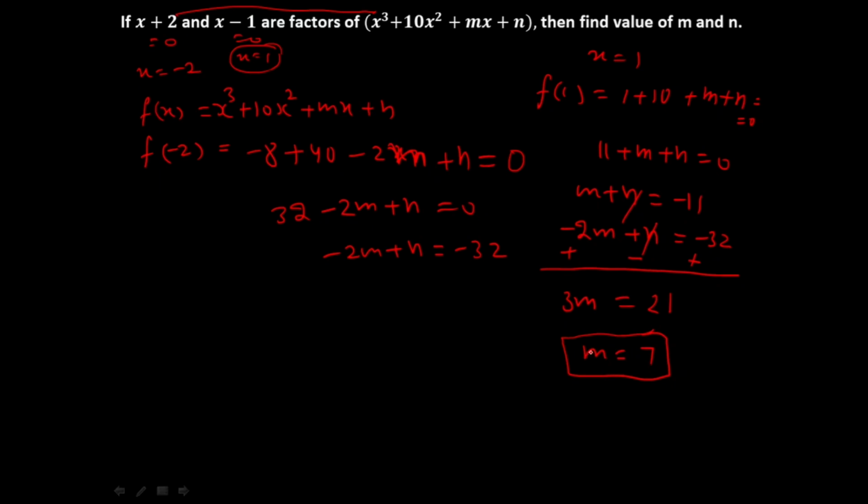If m is 7, put this value here in this or in that, whatever. Okay, this is 7. 7 times minus 2 is minus 14, minus 14 on that side. So n is minus 32 plus 14. The value of n is coming, this is 8 and that is 18. Okay, minus 18. That's it.